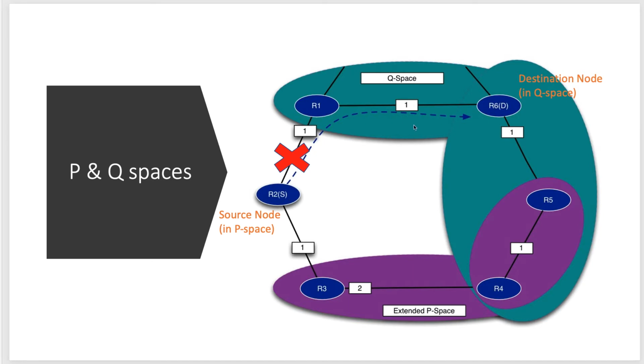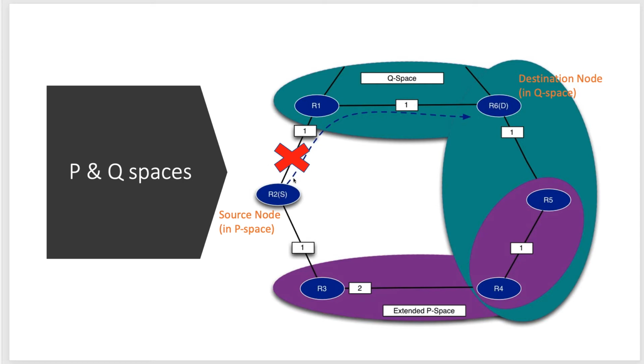So who are the routers that can reach our destination without having to use this failed link? Router R1 can reach it, which means R1 belongs to our Q space. Obviously R6, our destination, is already in the Q space, as well as R4 and R5. So all these three routers, 4, 5, and 6, can reach it.